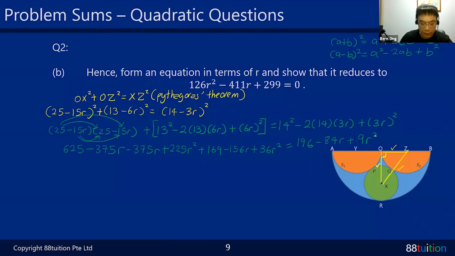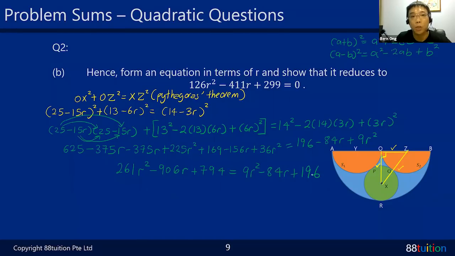Then you slowly try to group them together. Let's do the r squared first: 225r squared plus 36r squared will give you 261r squared. Then the r: negative 375r minus 375r minus 156r equals 906r. The constant is 625 plus 169, which gives you plus 794. And this is still equal to 9r squared minus 84r plus 196.